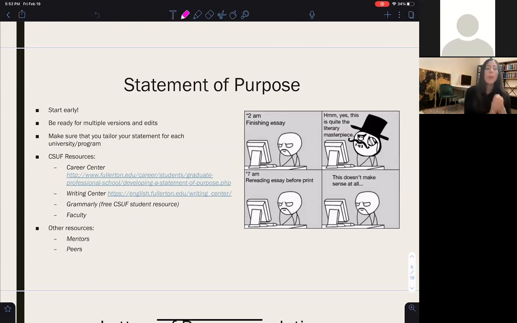Okay, make sure that you tailor your statement to each university and program. And I know this is something I tell students that they hate to hear, but I'm just going to say it because it's the truth. You cannot just send one generic statement of purpose out to every school. Okay, it's very obvious. You really want to take care of these statements of purpose, and send them out to each school so that they think that that is the university that you want to attend. That's your dream school. That's your everything.